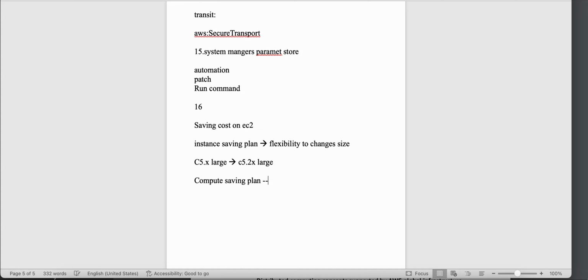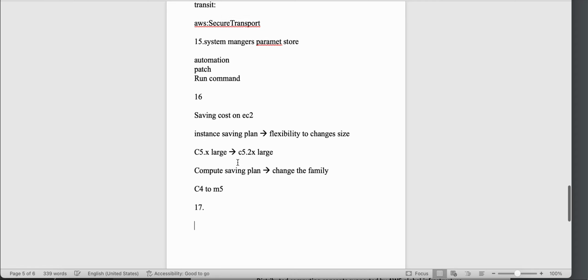In saving plans you can also change the family. Basically you can go from, let's say, C4 to M5, something like that. So more flexibility is there in compute saving plan. So depending on what's mentioned, I don't remember it exactly now, but depending on what's mentioned, you can choose the option.